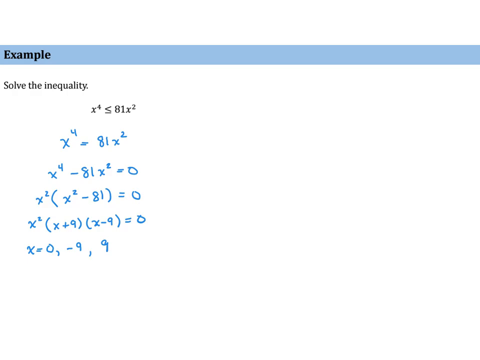Now let's draw a number line. We will put those solutions to the equation on our number line in order. So negative 9, 0, 9. Let's check intervals. So we can choose negative 10, negative 1, 1, and 10. And we'll substitute those into the original inequality.